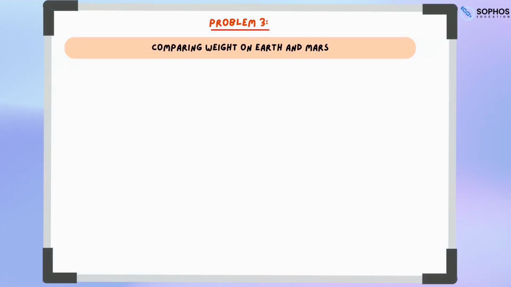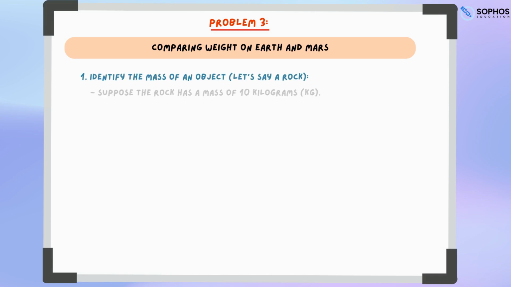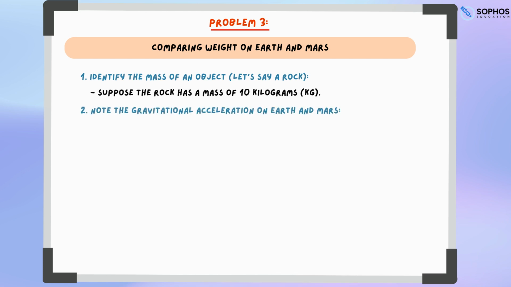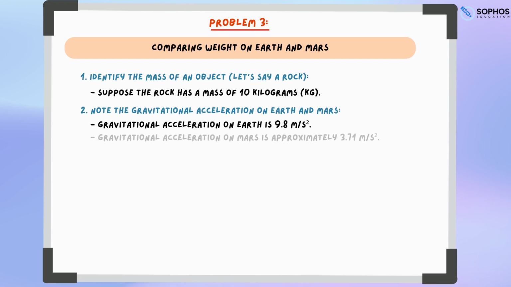Let's go through one last problem, comparing weight on Earth and Mars. First, identify the mass of an object, let's say a rock. Suppose the rock has a mass of 10 kilograms. Note the gravitational acceleration on Earth and Mars. Gravitational acceleration on Earth is 9.8 meters per second squared. The gravitational acceleration on Mars is approximately 3.71 meters per second squared.